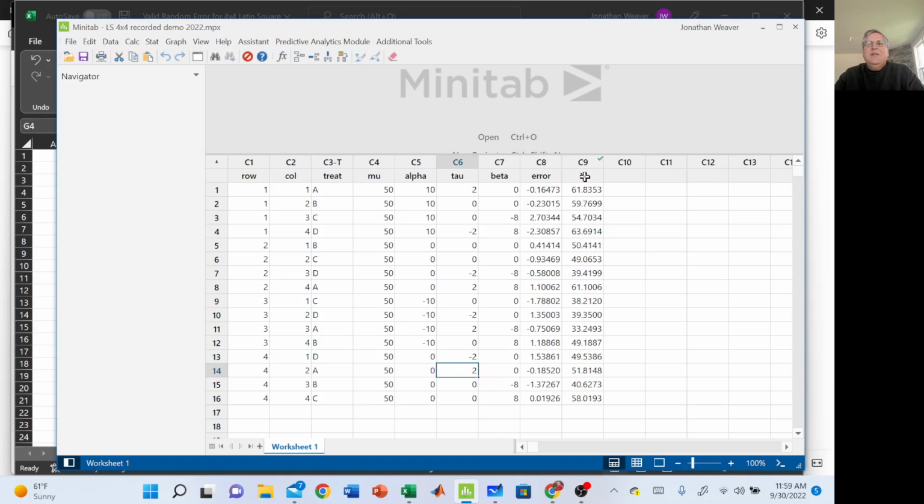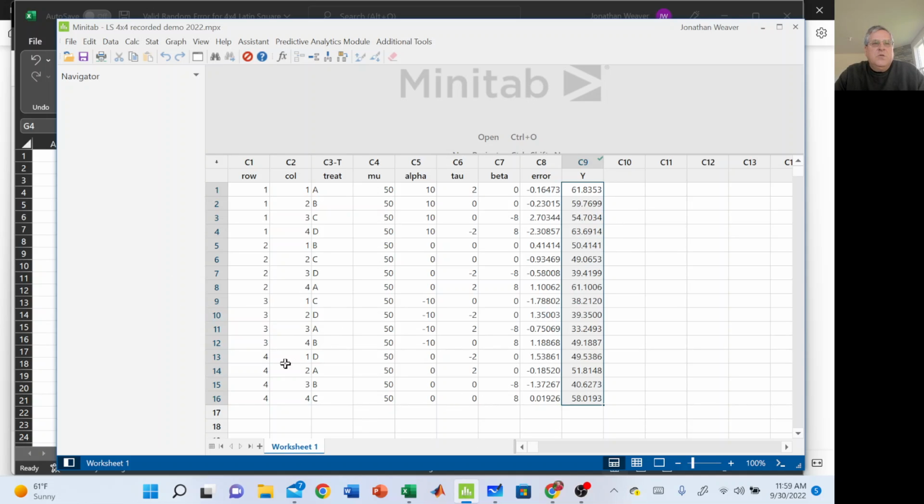So there's our simulated data, right? It's as if you had gone out having no idea what you were going to get. You set your blocking factor 1 to 1, your column 1 to 1, and your treatment to A, and you measure a data point and you write 61.8353.